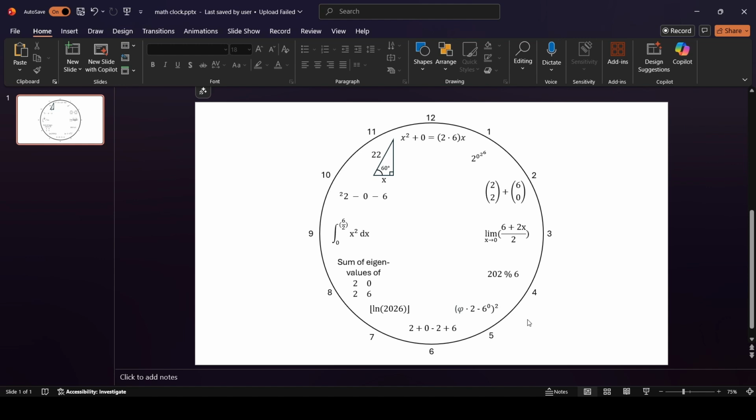So 6 is just simple. It's 2 plus 0 minus 2 plus 6, which is just 0 plus 6, which is 6. I wanted to have one simple one in there, and I think the alternating pluses and minuses look pretty nice.